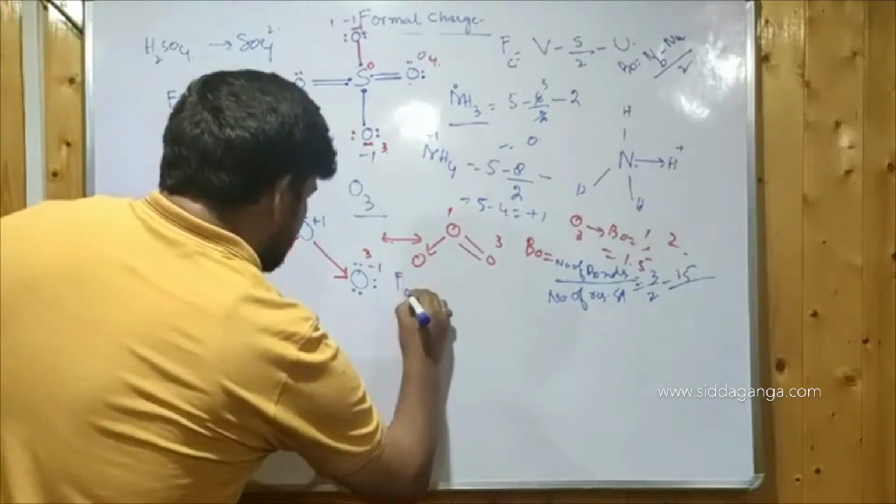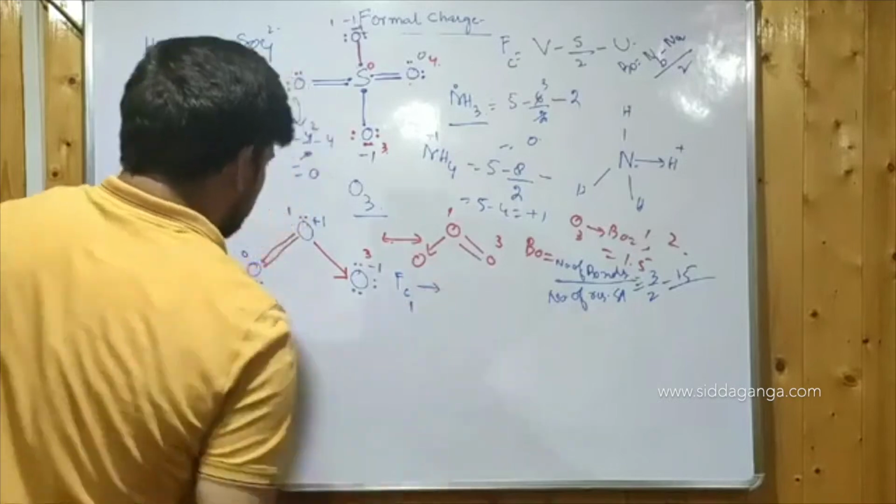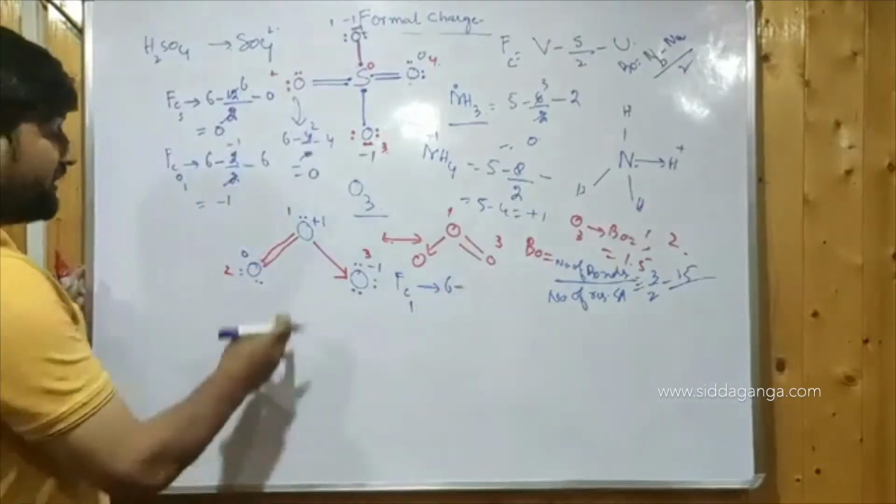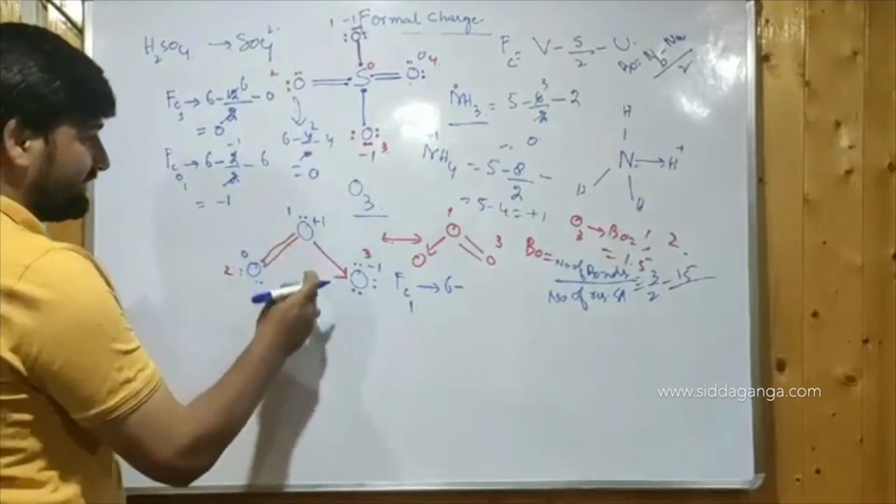I will mention it here. So formal charge of the first oxygen. What's the number of valence electrons? 6 minus. How many are shared? 1, 2, 3, 4, 5, 6.